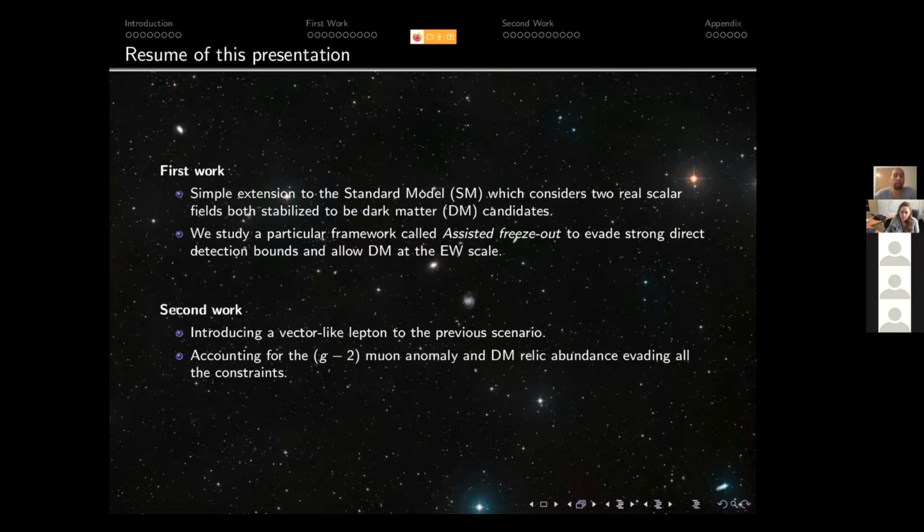And the second work is an extension of the first one. In the second work, basically we introduce a new vector-like lepton, which couples to one of the scalars and the muon of the standard model. And we look at the G-2 anomaly, while also accounting for dark matter.